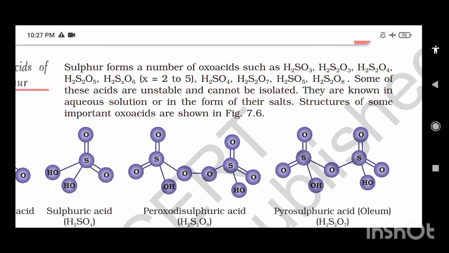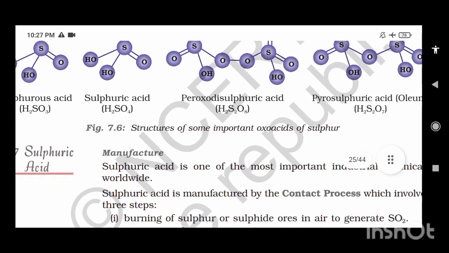Oxoacids of sulfur. Sulfur forms a number of oxoacids such as H2SO3, H2S2O3, H2S2O4, H2S2O5. Some of these acids are unstable and cannot be isolated. They are known in aqueous solution or in the form of their salts. Structures of some important oxoacids.